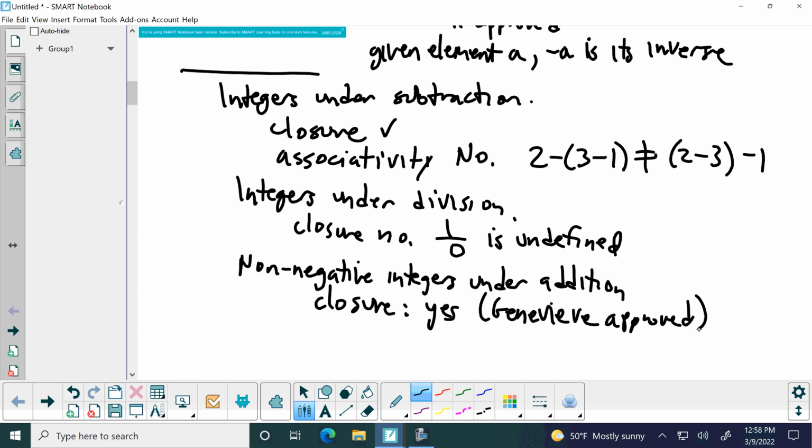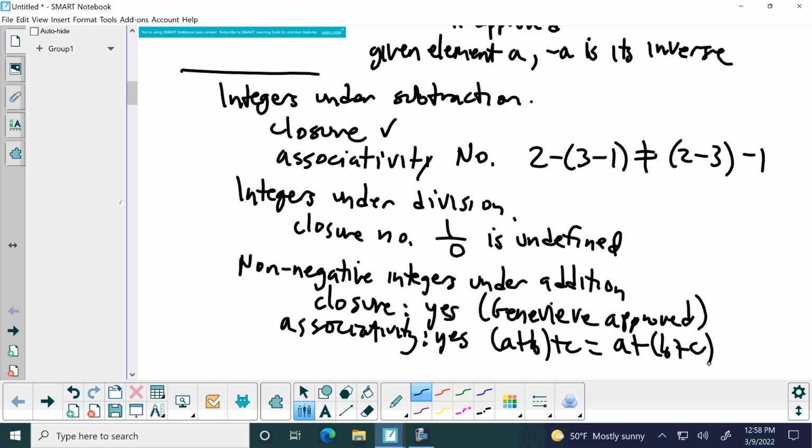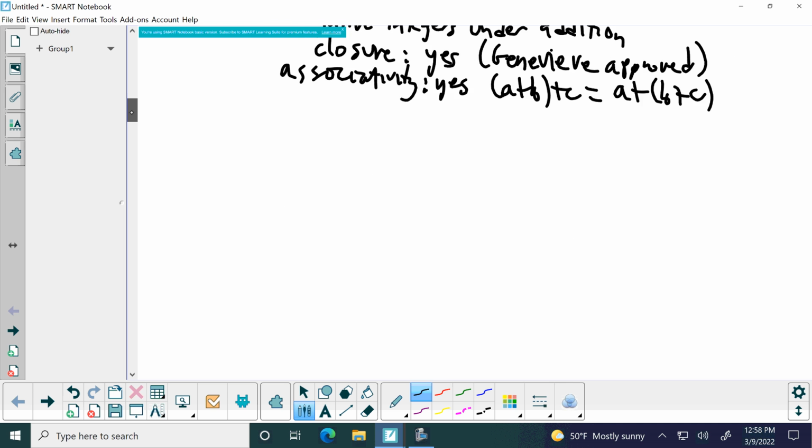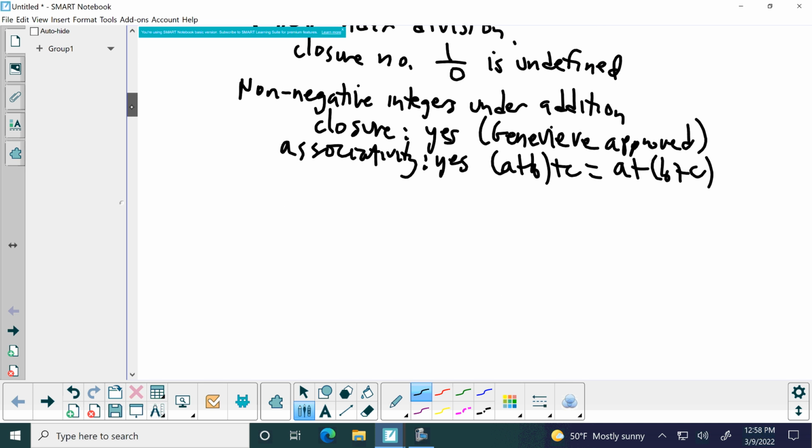What about associativity? David, if I look at non-negative integers under addition, how about associativity? Does that hold? Yep, that holds. So it turns out that A plus B plus C is equal to A plus B plus C, grouped either way. Very good. Associativity holds.